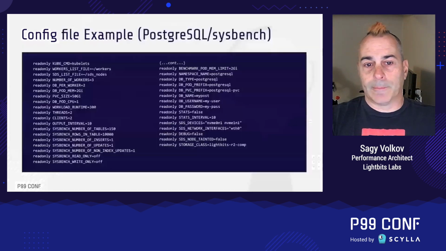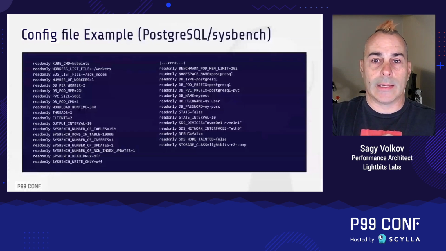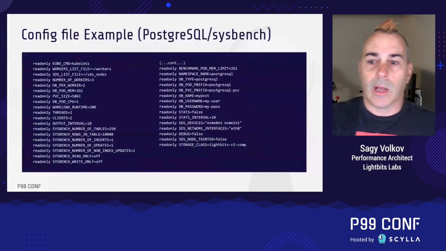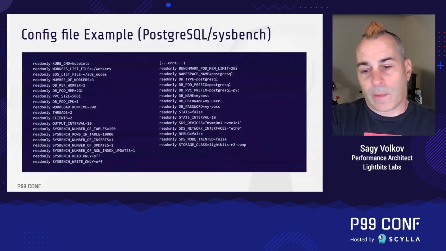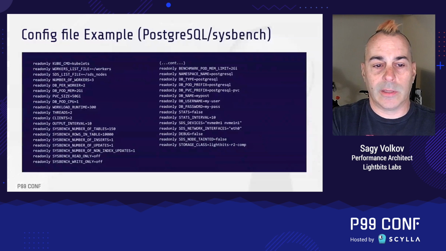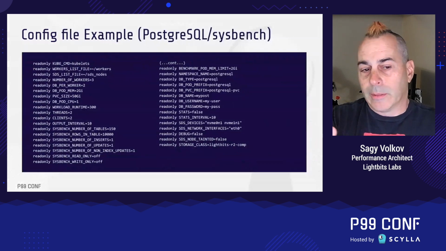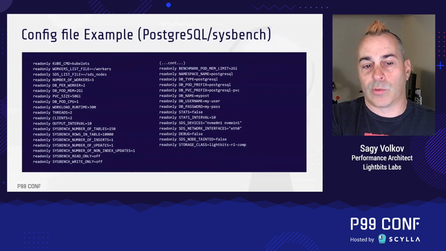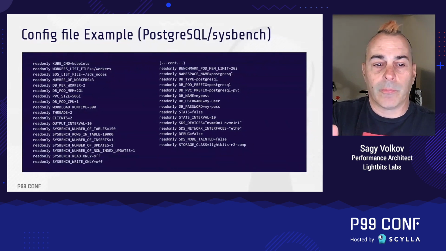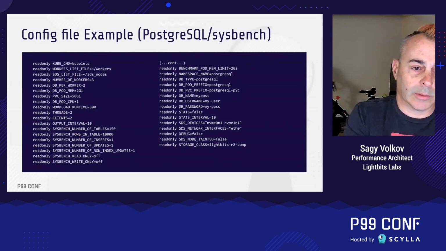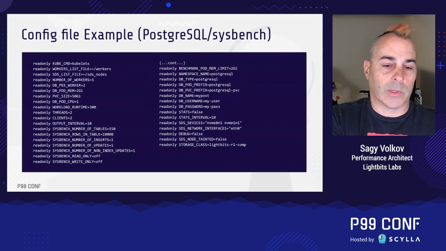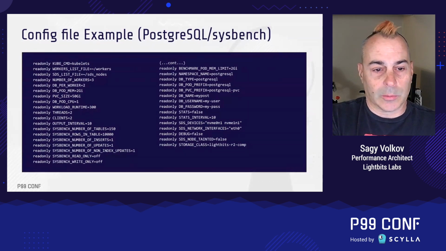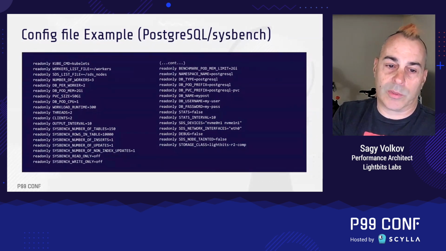So this is an extract of a sample config file. This is for Postgres running sysbench. There are a lot of variables in here, and one of the most important ones is, of course, to supply whatever binary you're going to use to drive everything, whether it's kubectl or OC or whatever.